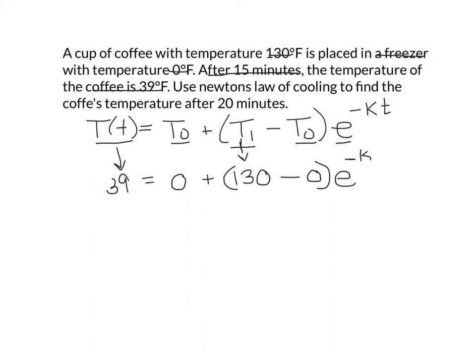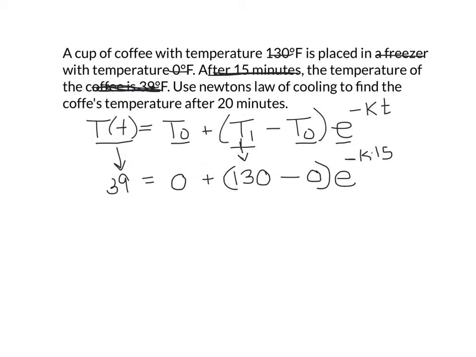And for this first part of the problem, we know that the coffee was down to 39 degrees after 15 minutes. So the lowercase t is going to represent how many minutes elapsed, and that will be 15. So you're going to end up having to do this problem twice. You're going to have to first solve this exponential equation for k. Then you get to repeat the problem and find out what the final temperature is after 20 minutes.